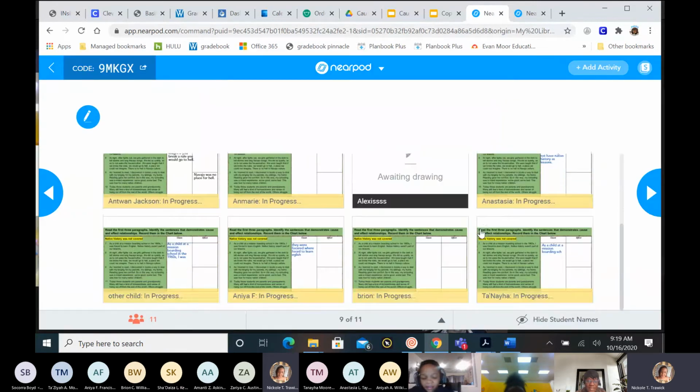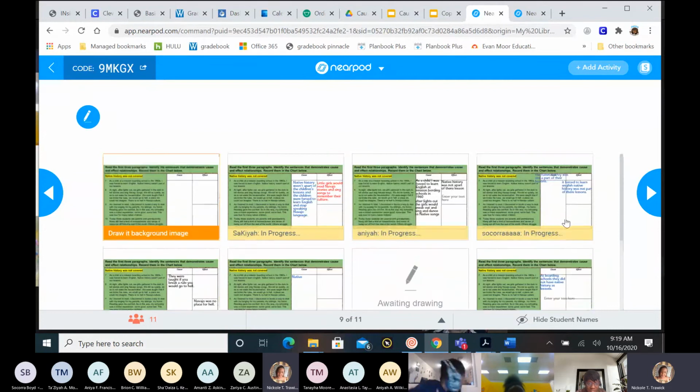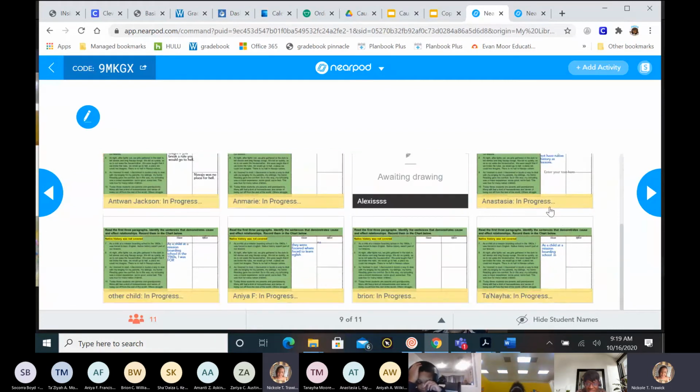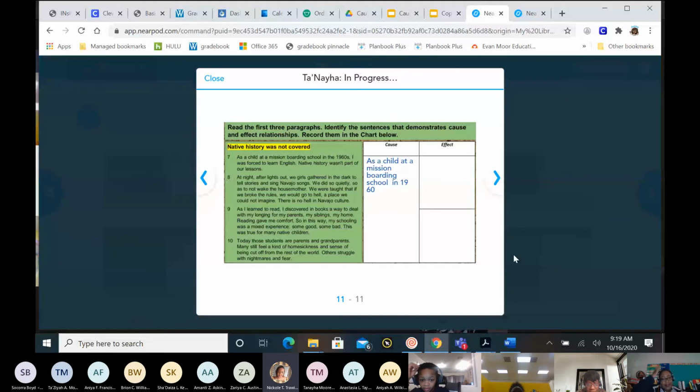Anyone else have another answer before we move on to Canvas? Okay, I see everyone. Yes, me. Okay, Tanaya. My cause is as a child at a mission boarding school in the 1960s, I was forced to learn English. Native history wasn't part of our lesson. Okay, but what was your effect because of that? I didn't have my effect. I was just writing down my cause. Okay.